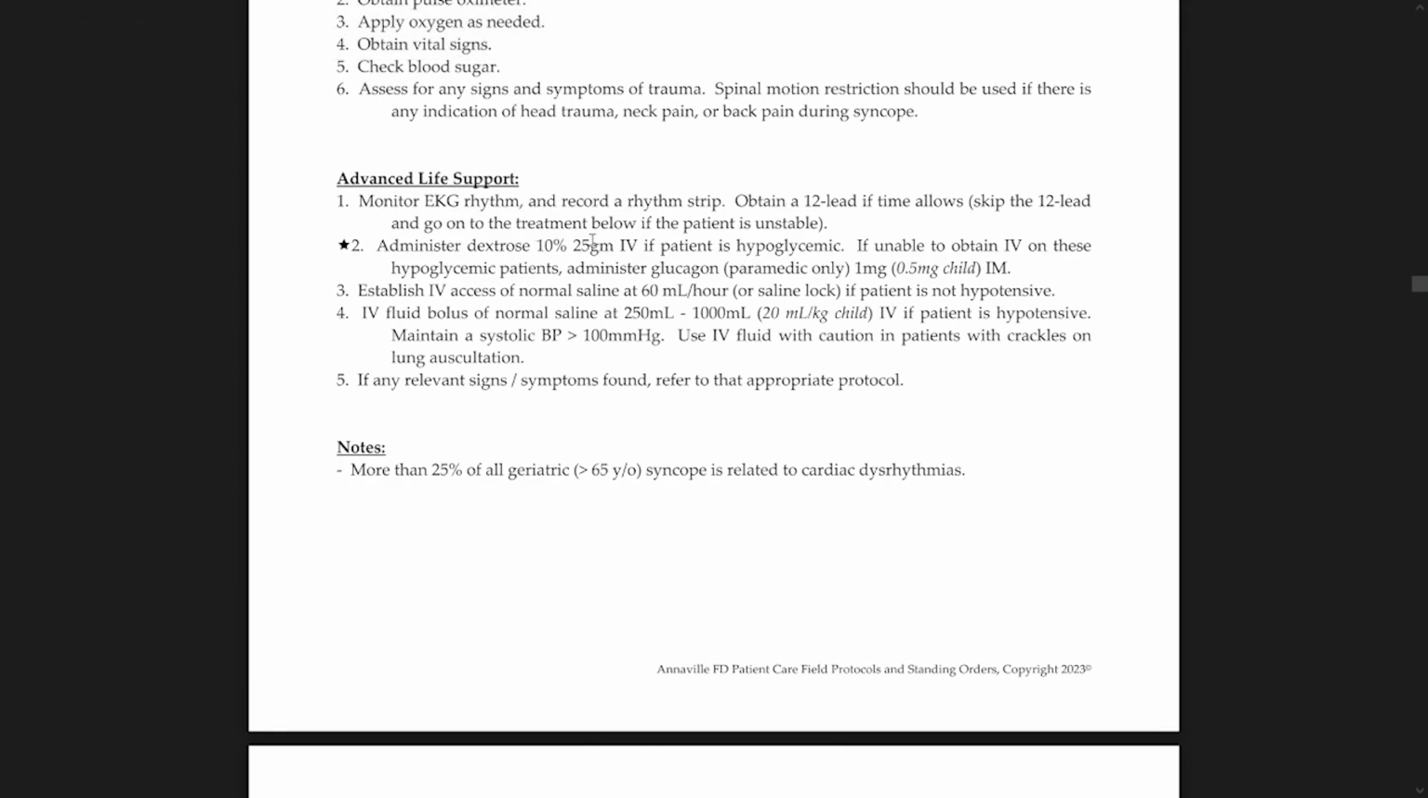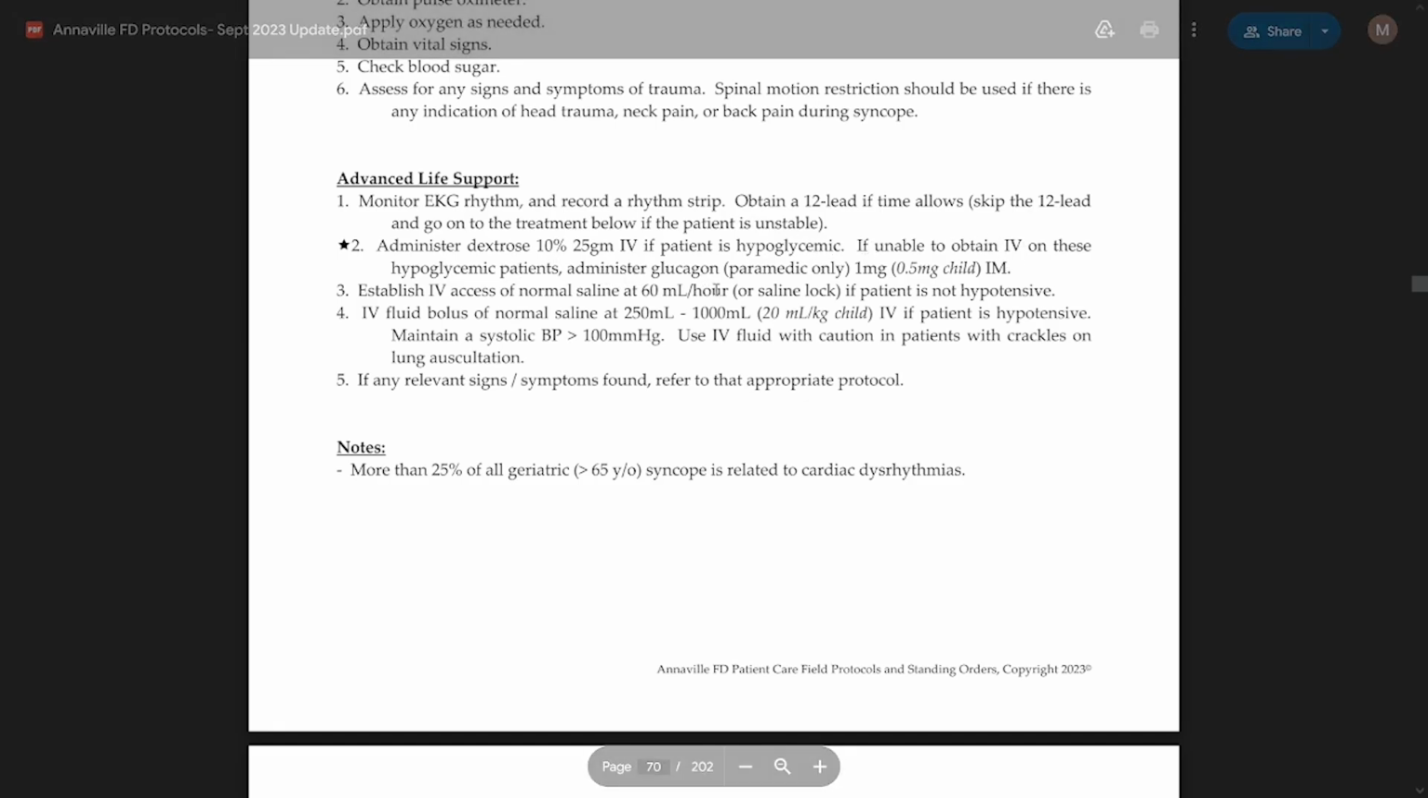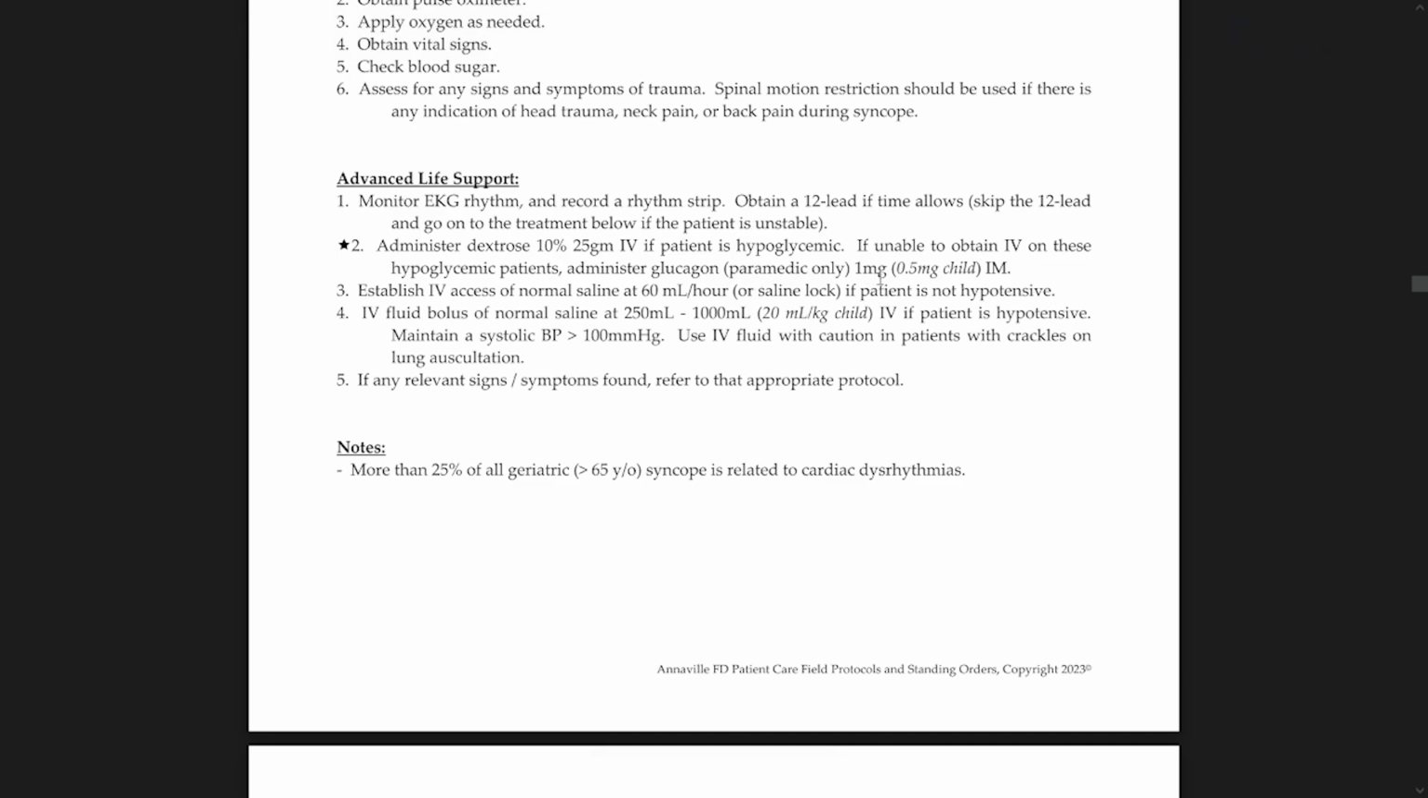Administer D10 at 25 grams IV if the patient is hypoglycemic. If unable to obtain an IV on these hypoglycemic patients, administer glucagon, which is paramedic only, at 1 milligram, or 0.5 milligrams for a pediatric patient, intramuscularly.